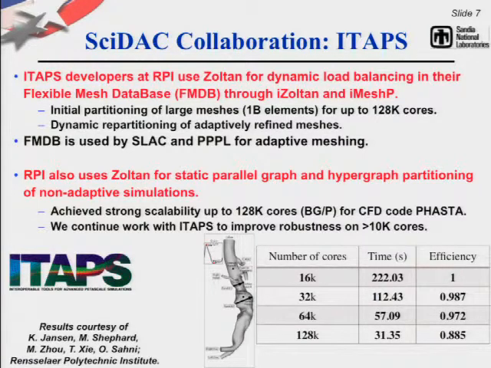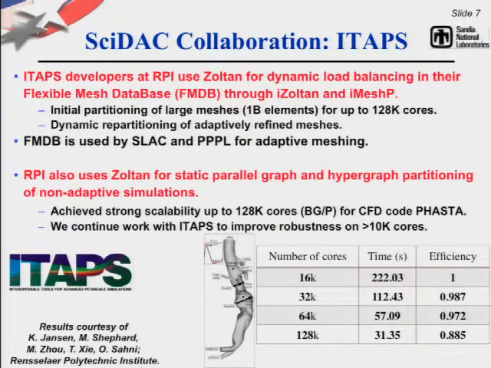So Zoltan has had DOE funding for many years from various different sources. SciDAC has provided a lot of the funding over the last few years. One of the projects that Zoltan has been heavily involved in was ITAPS, which has now been folded into the FASTMath project that some of you at least know about.